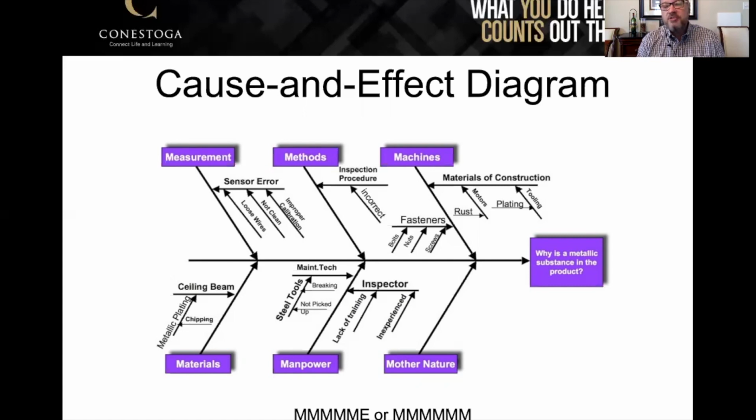And then Mother Nature is often the one that, so for example, if I'm doing things outside, right? So I can't control the weather. If you are doing things in a part of the world that has a seasonal pattern, right? So that could also affect things.